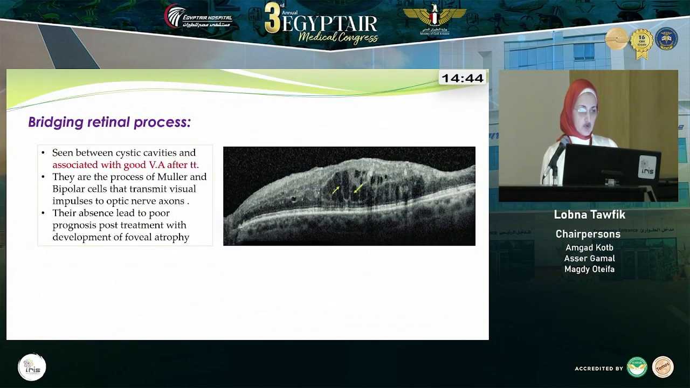Bridging retinal processes are seen between cystic cavities and associated with good visual acuity after treatment. They are the processes of the Müller and bipolar cells that transmit visual impulses to the optic nerve axons. Their absence leads to poor prognosis post-treatment with development of foveal atrophy.